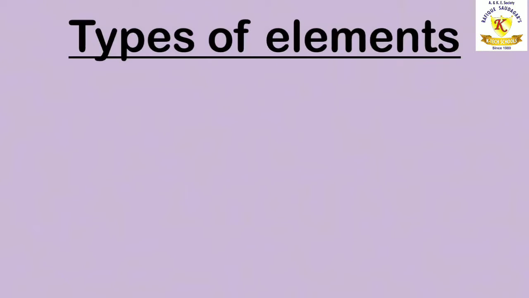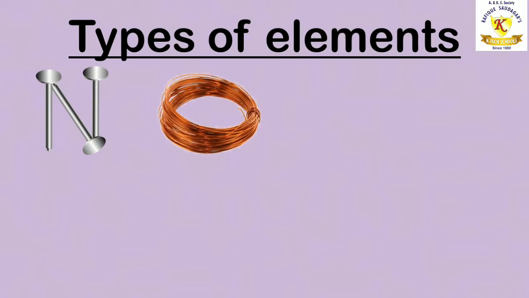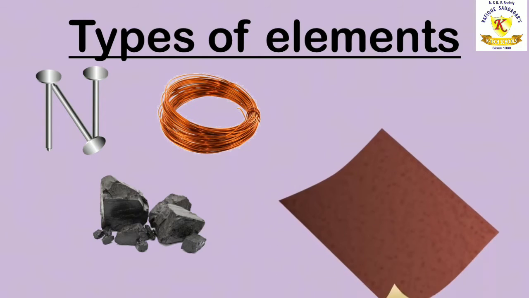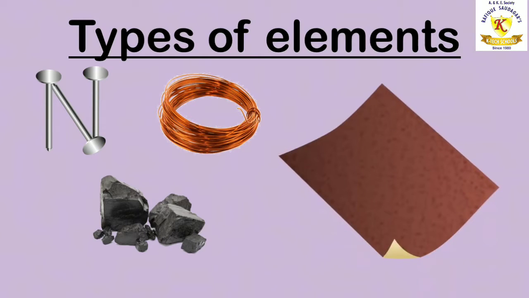Now, types of elements. To study this, we will do an activity. For that activity, we need some iron nails, copper wire or aluminium wire, and a piece of coal. You have to take all these substances and rub each object on a fresh surface of sandpaper and observe them.